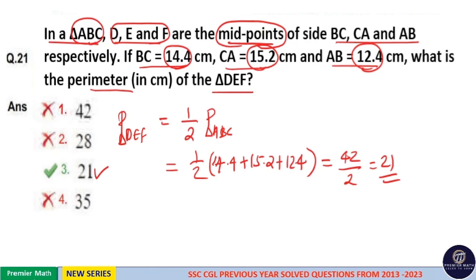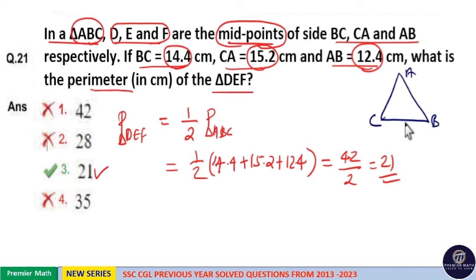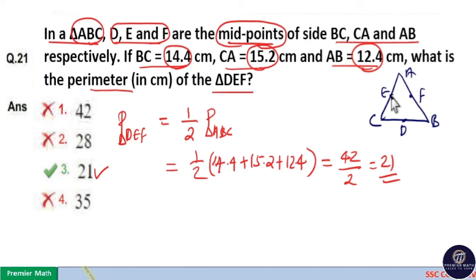That is, here this is the triangle ABC and the midpoints of this triangle, that is D, E, F, create triangle DEF. Then the smaller triangle's perimeter is half of the perimeter of the bigger triangle.